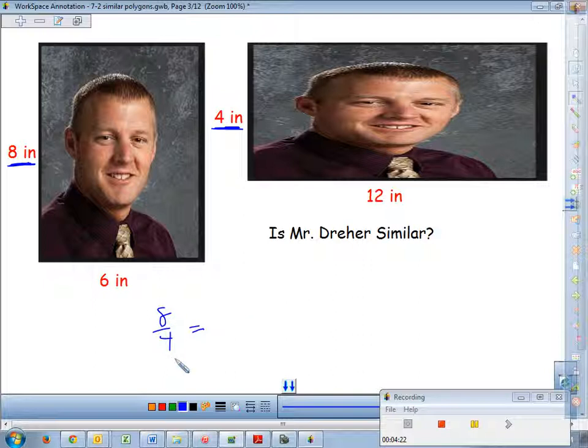8 over 4 doesn't reduce to a half. What's 2 to 1? Isn't that a 2 to 1 ratio? This is twice as big as that, correct? Is that the same proportion here?